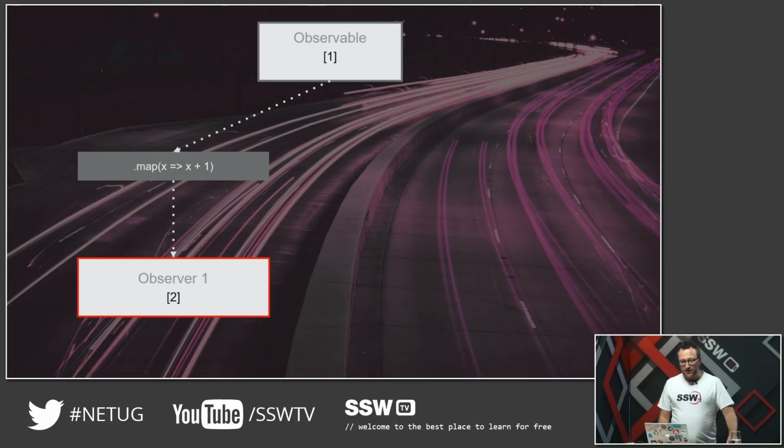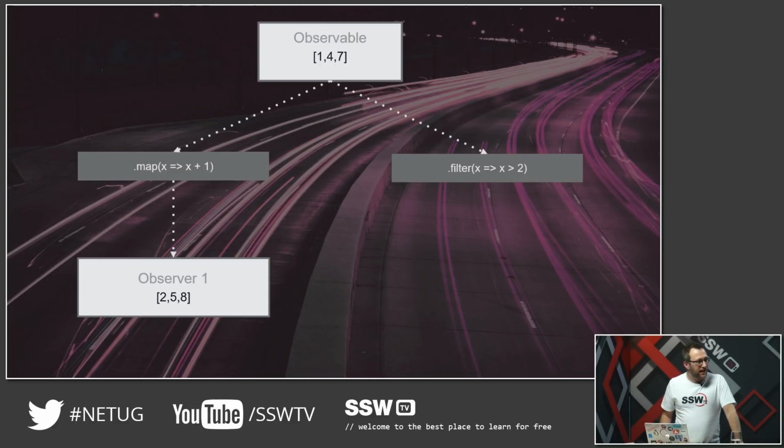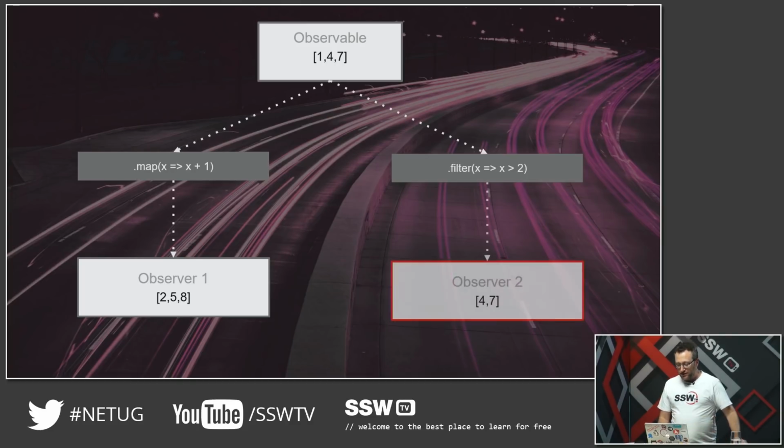And of course, you don't have to just have one thing listening to observable. We can have two things listening to observable. In fact, we can subscribe to any of these arrows that you see in this picture. So I can subscribe to the output from map, I can subscribe to the original observable somewhere else, or I can subscribe to the next one.